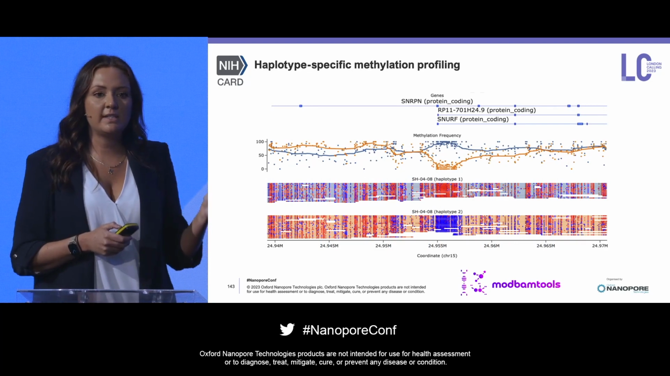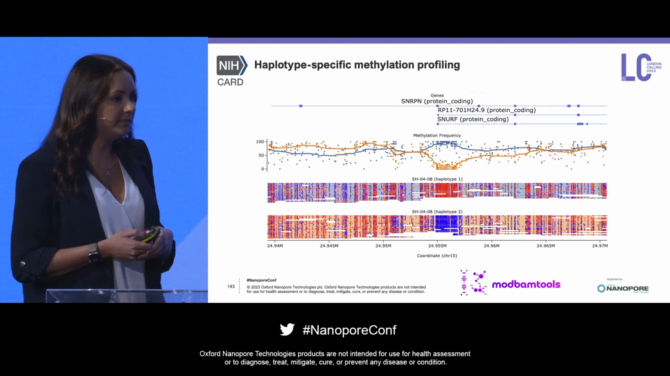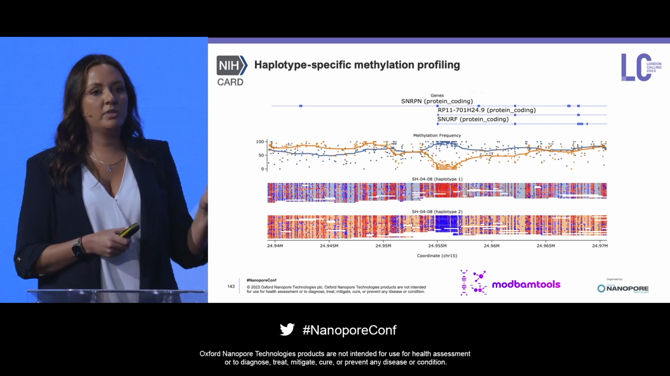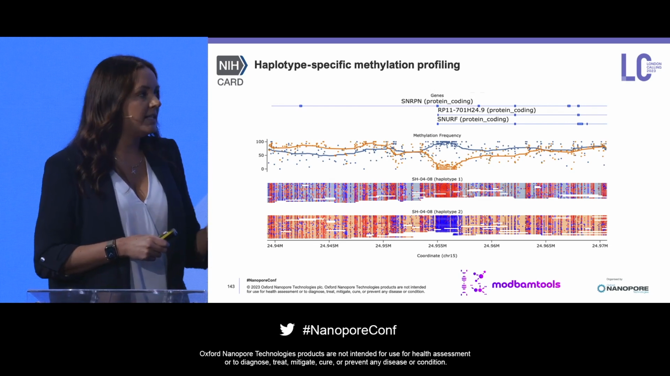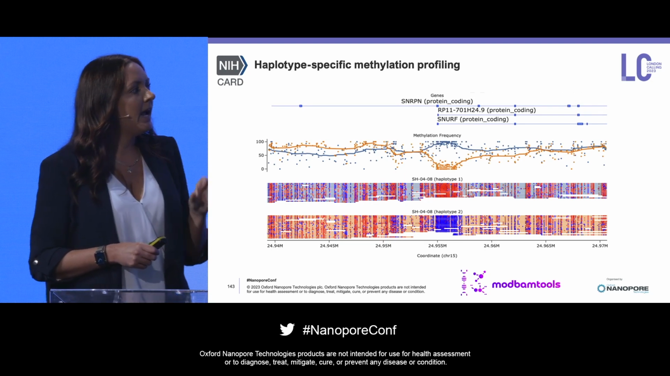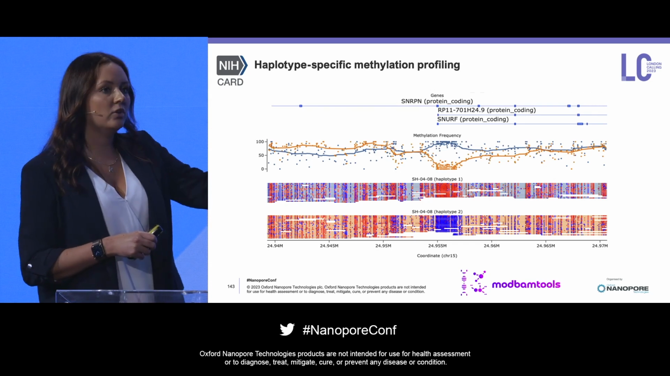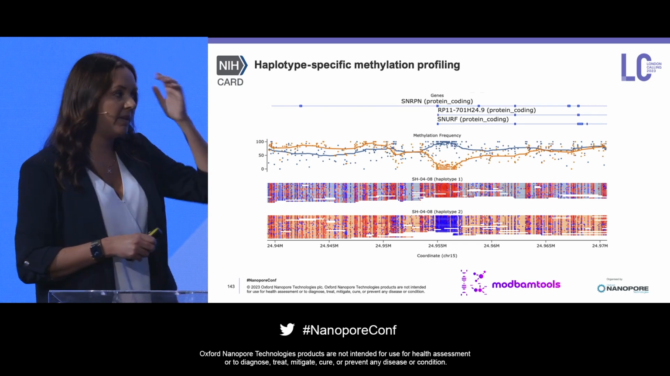And so this is just an example of how, with the pipeline, we can look at haplotype-specific methylation profiling. One of the outputs from the CARD Terra workflow is a haplotype-specific bed with the methylation profiling. And then you can take that information and put it into modkit or modbamtools and start to look at regions and see if they're differentially methylated.